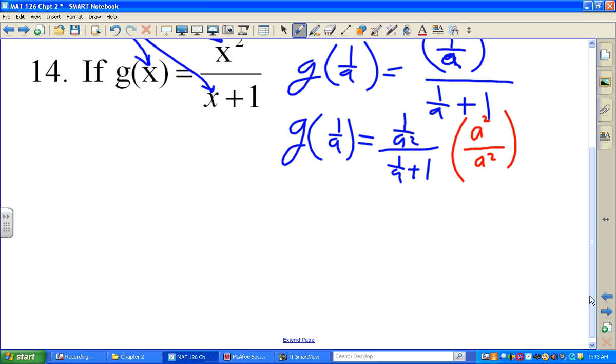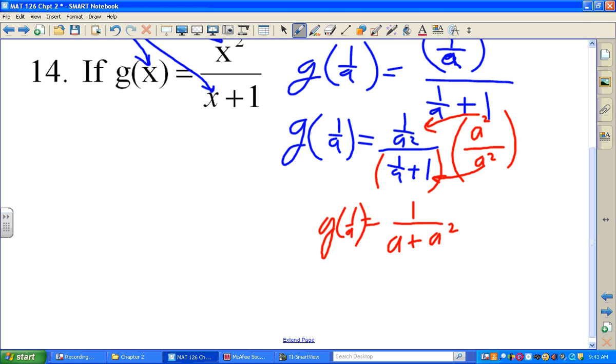I think I've showed you that move once a week for like 6 weeks now. Multiply this through, that gives me a 1. 1 over A times A squared is A, plus A squared times 1 is A squared, and that's your answer. That's what G of 1 over A is. Nice. Just sledge it out. It's going to keep coming up over and over and over. If you say you can't get it, then you got to keep trying until you do. Or come up with your own way of doing it.